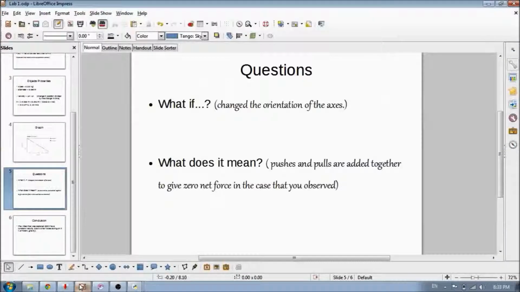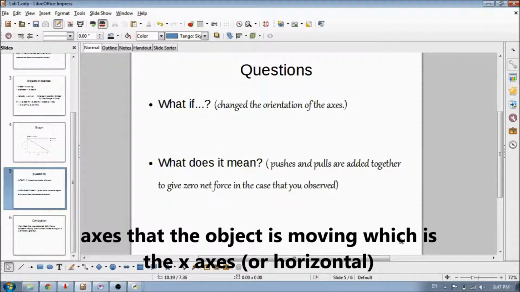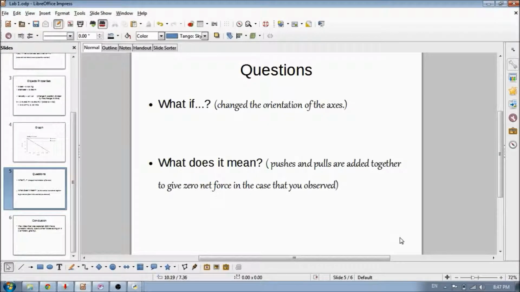Okay. So what does it mean that pushes and pulls are added together to give zero net force in the case that I observed, where there are gravity and friction? Those two forces are affecting the object, but the surface of the ground is pushing the object upward because the gravity is pulling the object downward. So we only care about the friction here. And for the net force to be zero, there must be another force affecting the object in the opposite direction with the same magnitude as the friction.